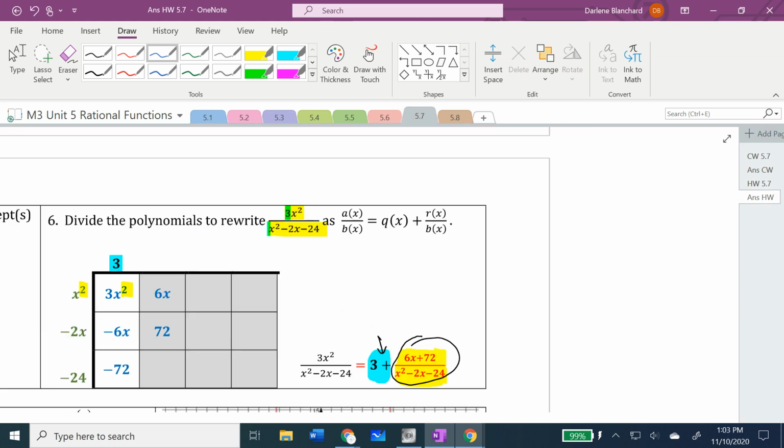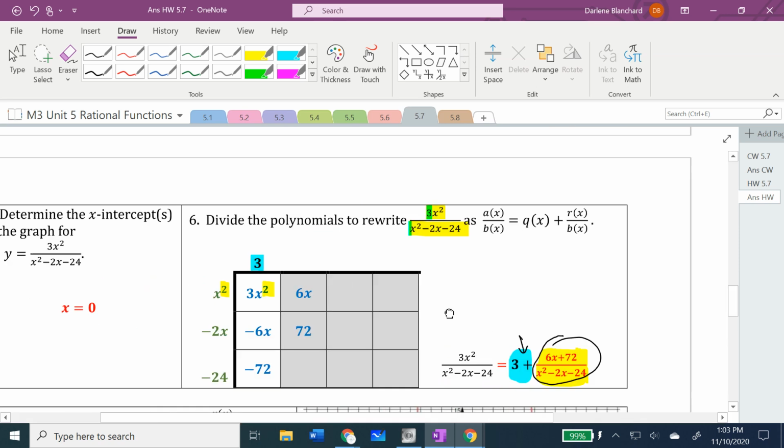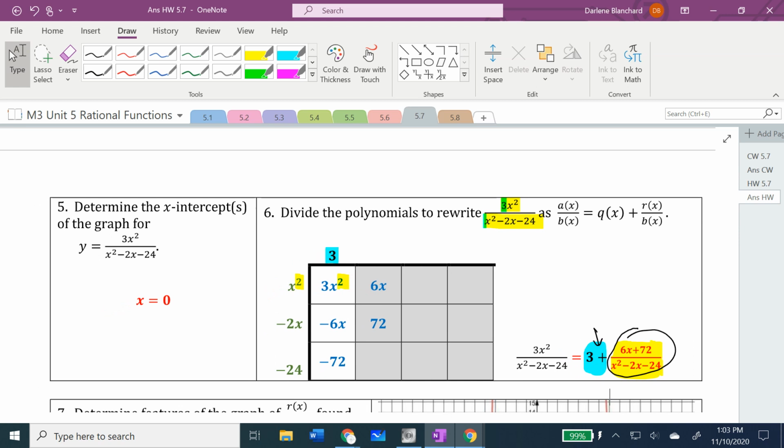When I do division, when the degree of the numerator and denominator are the same, I end up only being able to go through one process of division. I get just a constant out of the quotient, and I have a horizontal asymptote that is that number exactly.